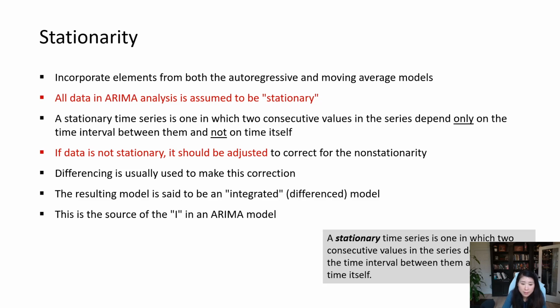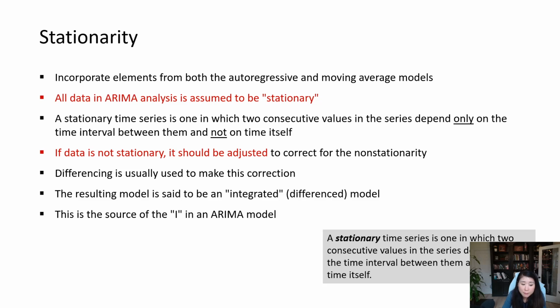Stationary means there is no seasonality and no trend. However, if that is not satisfied, we cannot directly use our ARIMA model, because the result will be inaccurate. A stationary time series is one in which two consecutive values depend only on the time interval between them and not on time itself. If the data is not stationary, it should be adjusted to correct for the non-stationarity.